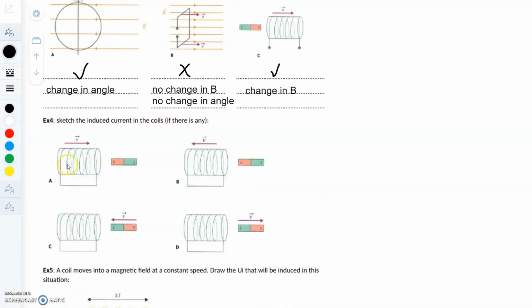If you have a coil and you move that coil towards your magnet, you will get an increase in flux in this situation.